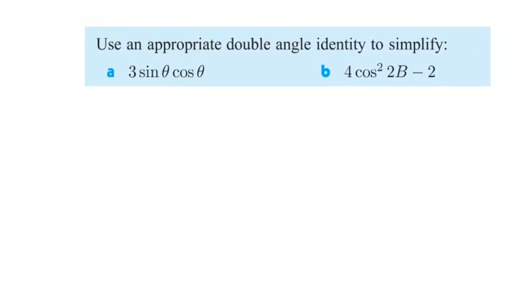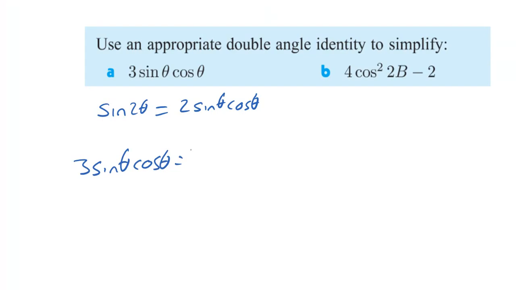Okay, final example now. These are very similar to some exam questions that you do see. It says use an appropriate double angle identity to simplify. Now, you have some identities, this double angle formula, and they look similar to this, but not the same as this. So for example, we know that sine 2 theta is equal to 2 sine theta cosine theta. So we need to try to make this look like 2 sine theta cosine theta. So our 3 sine theta cosine theta could be some number, let's put a question mark there for a moment, multiplied by 2 sine theta cosine theta.